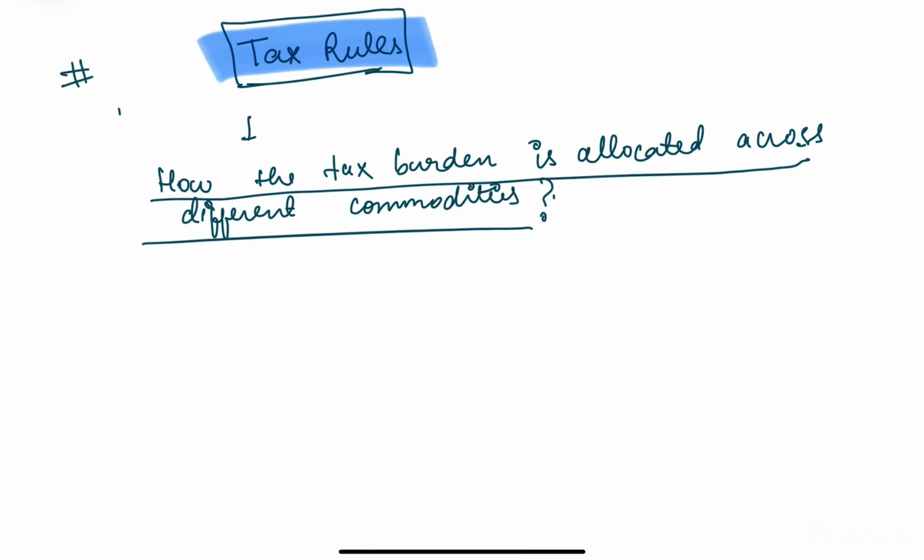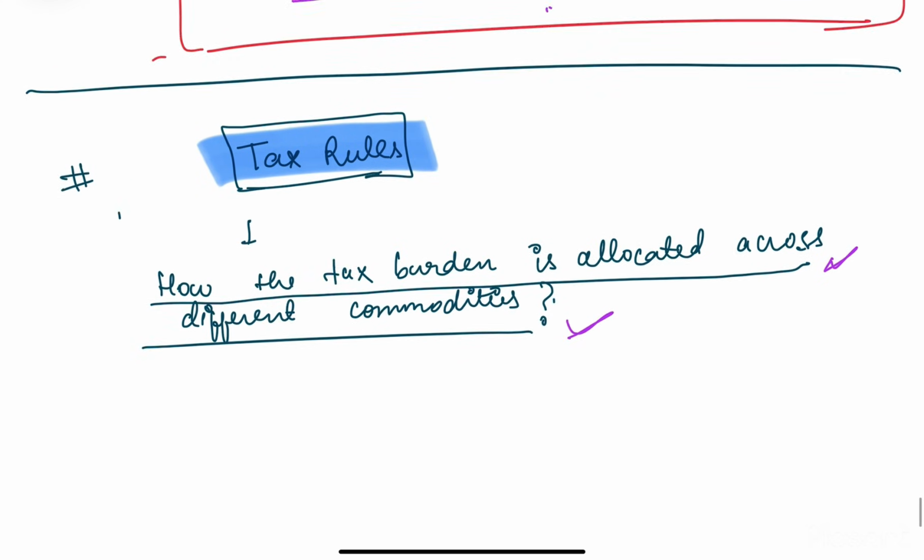So tax rule is basically, if we look at it, we need to go into asking the question of how the tax burden is allocated across different commodities. So till now we have studied how to find out optimal taxes, how to design and set optimal taxes, right. What are their basic principles for optimal taxation and all.